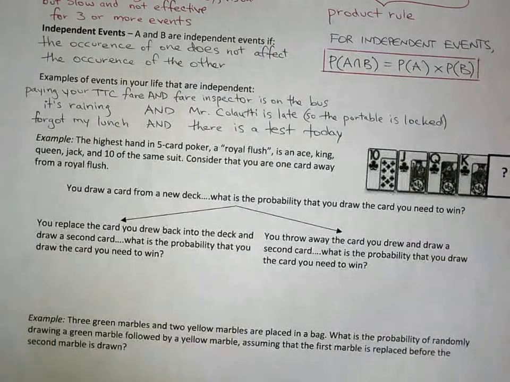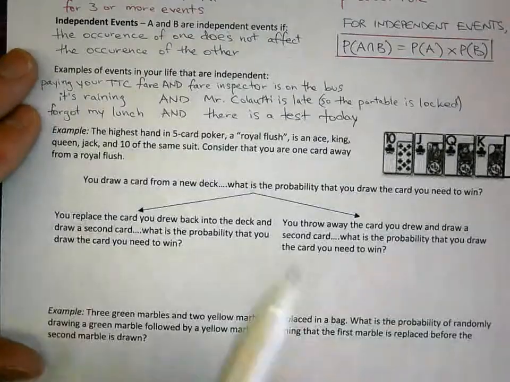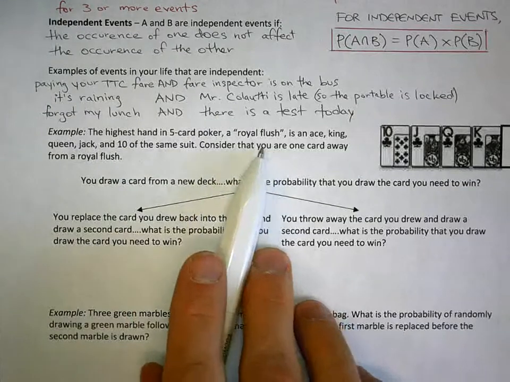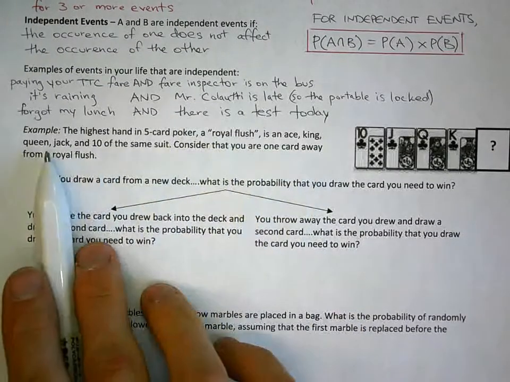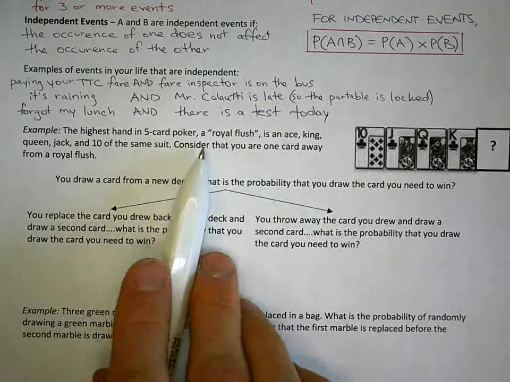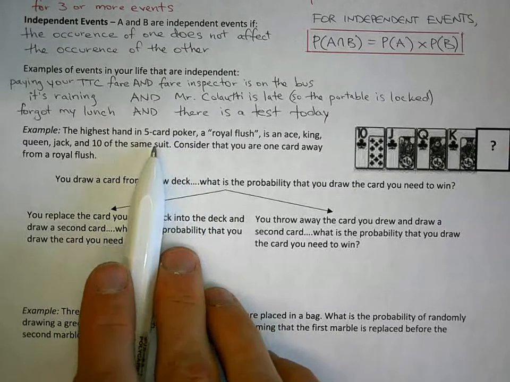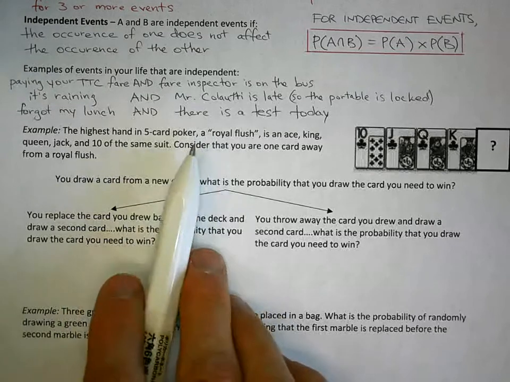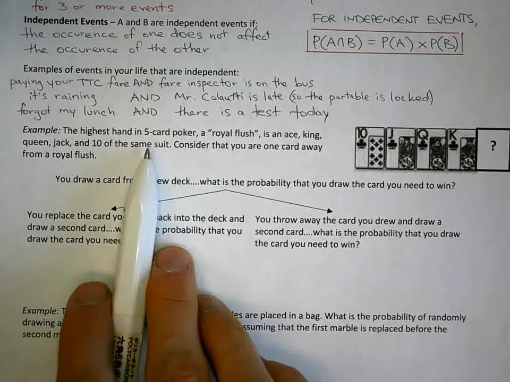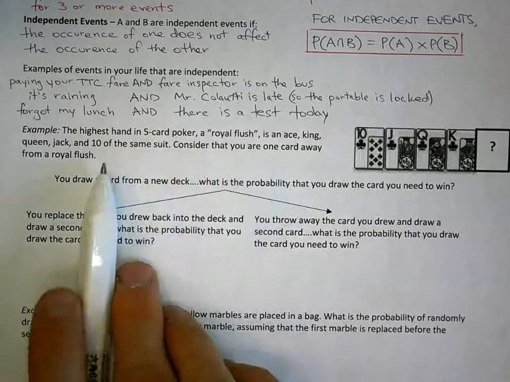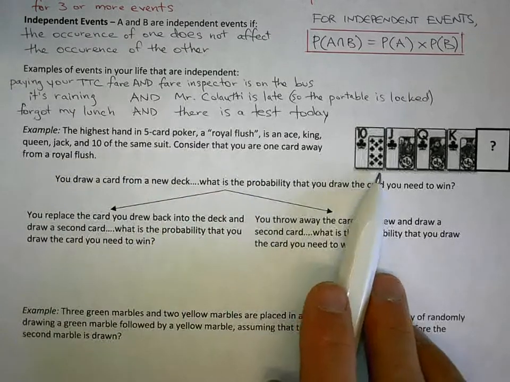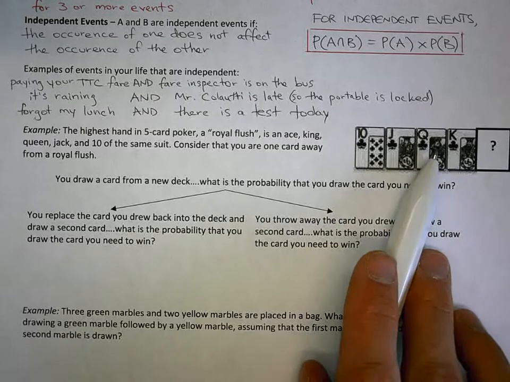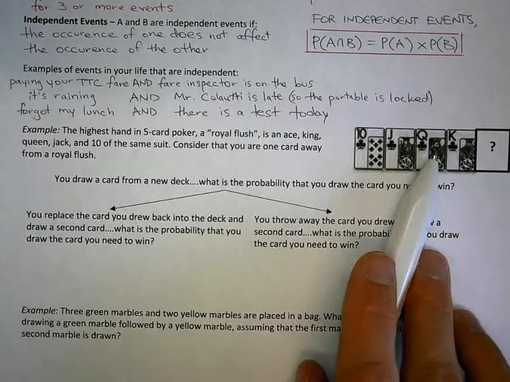Maybe I need better examples. Okay, let's do this longer example then. The highest hand in 5-card poker, so this is a card game, is a royal flush. That's when you get an ace, a king, a queen, a jack, and 10 of the same suit. This is like the greatest hand that'll beat anything. You see it all the time in like James Bond movies when they're playing cards. So even though it's very, very rare to get, consider that you're one card away from a royal flush. So I have the 10, jack, queen, king. I need one more card. If it's an ace of clubs, I would have a royal flush. I would have an unbeatable hand.